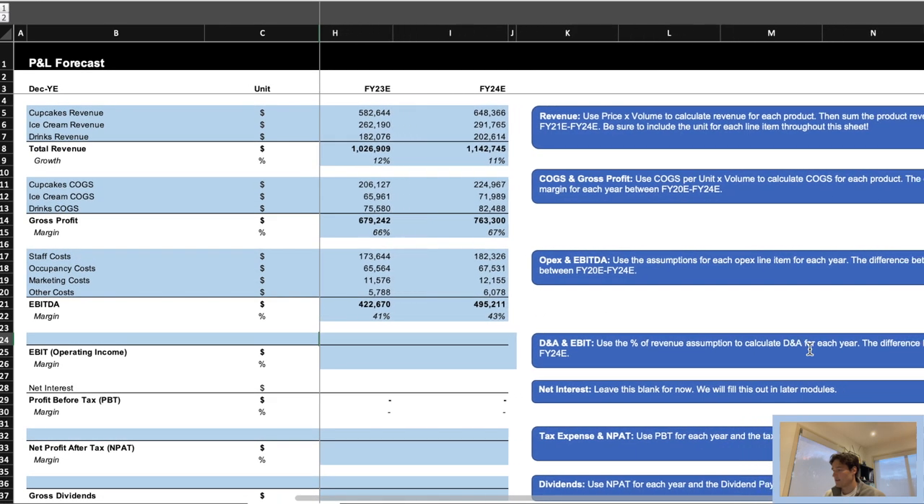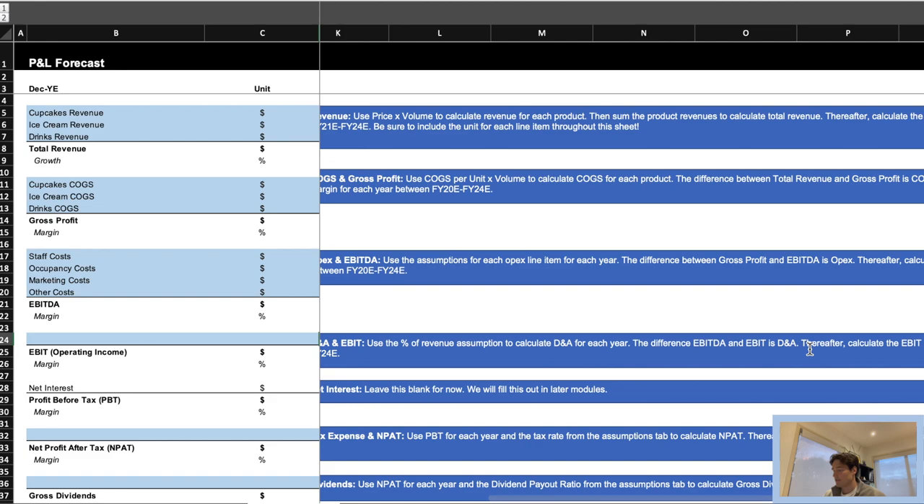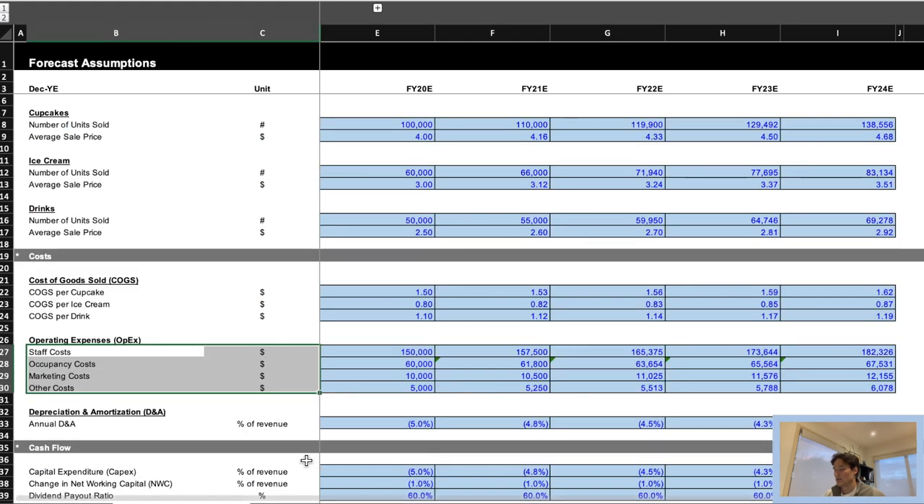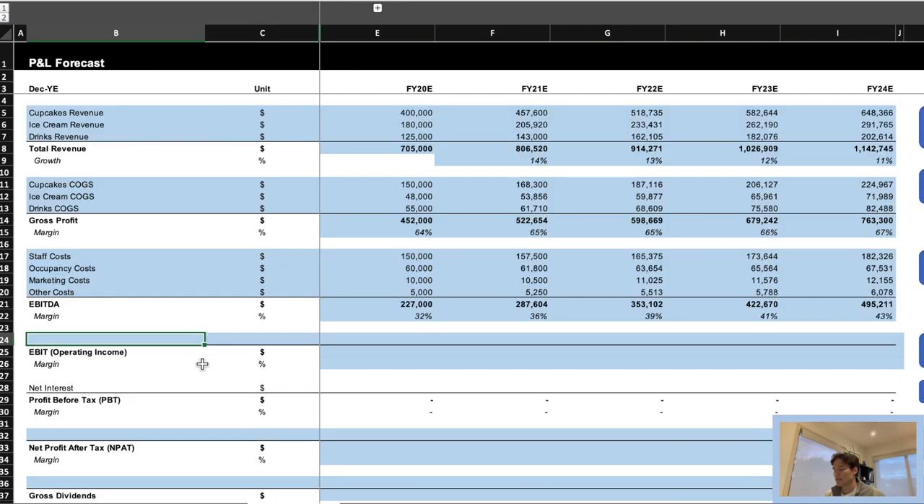So finally, next we have D&A to calculate EBIT. So here the signs are important because I remember in the assumptions tab, we had negative percentages. So we just need to keep that in mind. I think here I'm going to go for keeping it as a positive number. So we'll subtract it out of EBITDA. All right.